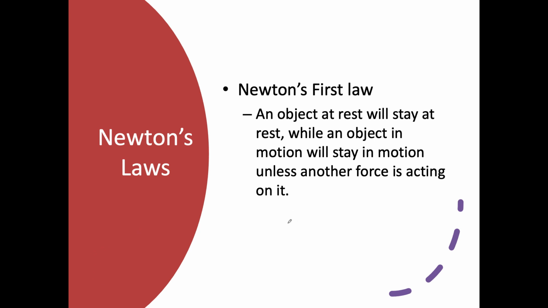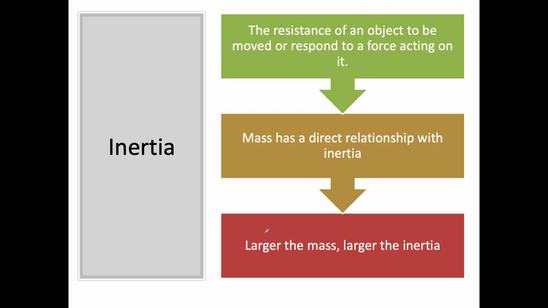For something in the 1600s, it's a very theoretical idea. Now, in this, he talked about something called inertia, which is defined as the resistance of an object to be moved or to respond to a force acting on it, and mass has a direct relationship with inertia. Mass is proportional to inertia. The bigger the mass, the more inertia. And this is what this last part says.